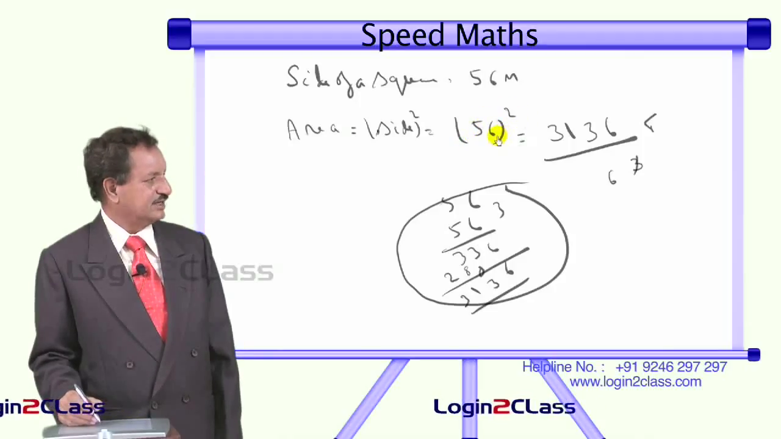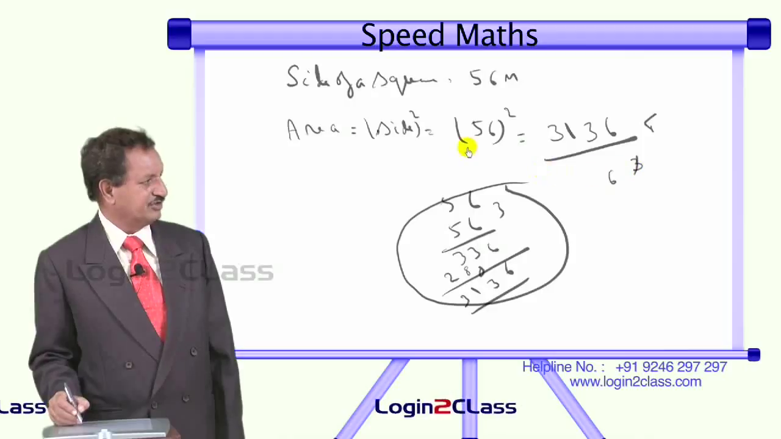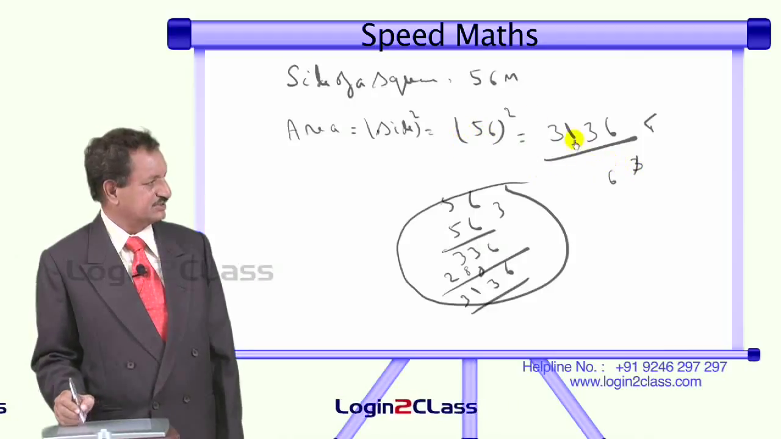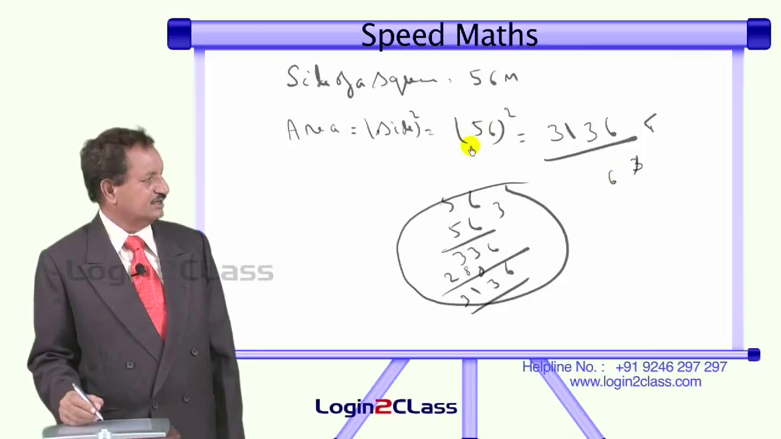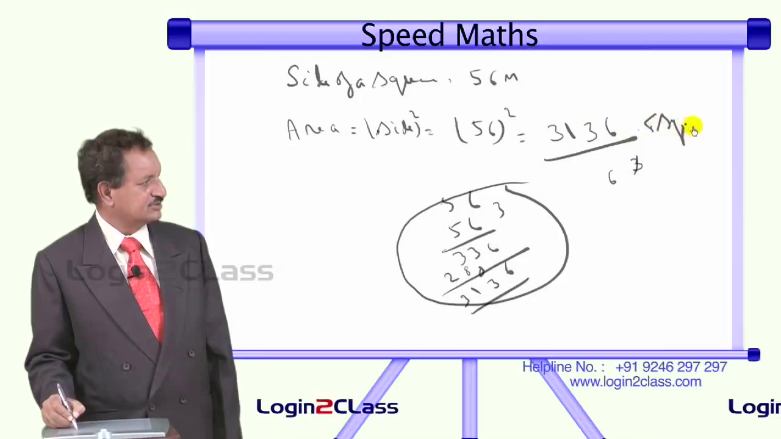Take this as A, take this as B. So B square is 36. 6 here, 3 outside here. Again 2ab: 2 into 5 is 10, 10 into 6 is 60. 60 plus 3 is 63. 3 here, 6 outside. Now 5, A square: 5 square is 25 plus 6 is 31. So the answer is 3136 square meters.